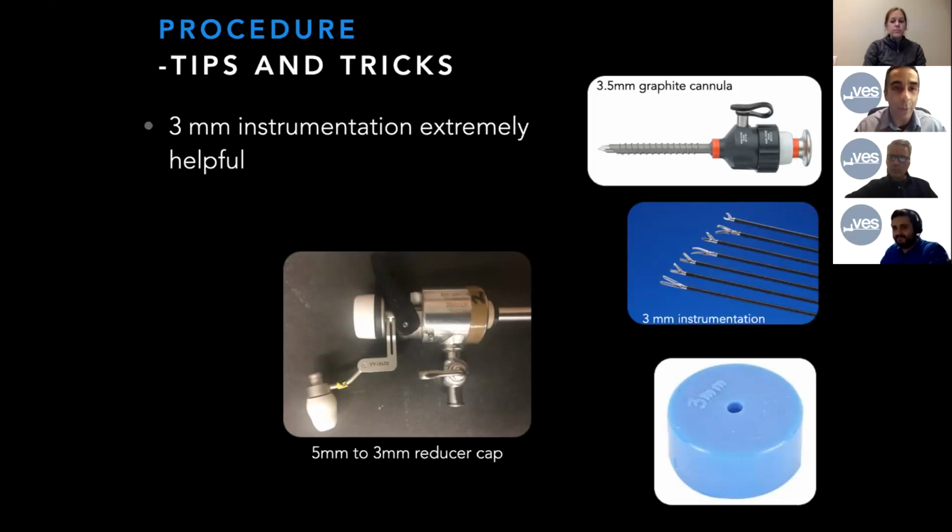But those are some options. This is actually a 3.5 millimeter diameter trocar. They're really nice, but you're limited to just using the 3 millimeter instrumentation through those ports, obviously. And so it's nice to have these reducer caps, where you can interchange the 5 and 3 millimeter instrumentation.